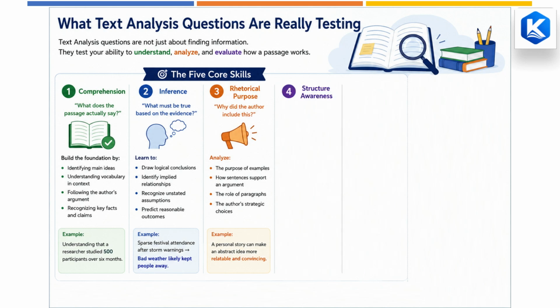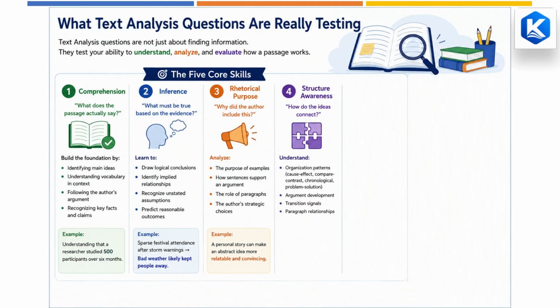The fourth skill is structure awareness. Strong readers don't just understand individual sentences, they understand how the entire passage is organized. Ask, how do the ideas connect? Pay attention to how the passage develops. Does it move from a problem to a solution? Compare 2 viewpoints? Present a claim and then provide evidence? Transition words such as however, therefore, and for example can help reveal these connections.